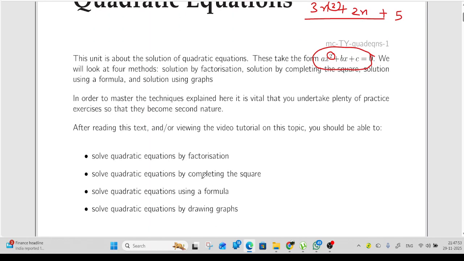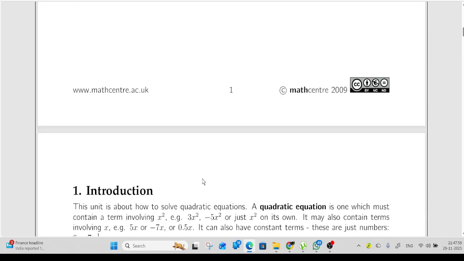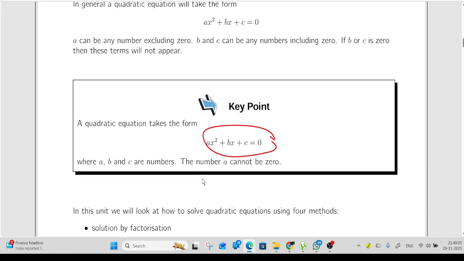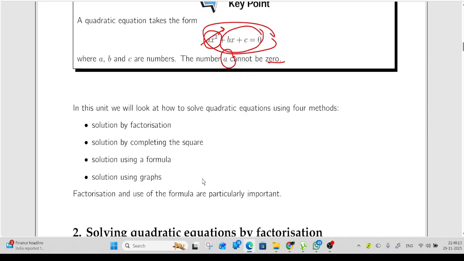We are going to solve it by factorization, by completing the square, and using the formula. So let's start with factorization. This is the general form of a quadratic equation. A, B and C are constant numbers and A cannot be 0, because if A is 0, this term is going to vanish and it will become a linear equation, right?